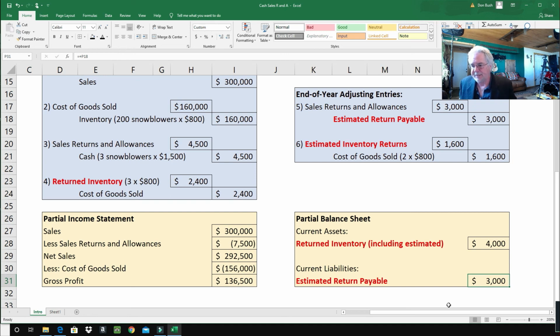So ladies and gentlemen, there is how you do it. That is sales returns and allowances for cash sales.